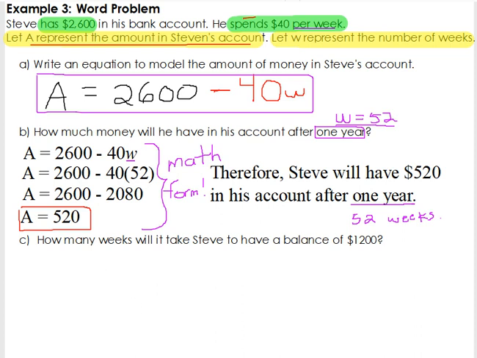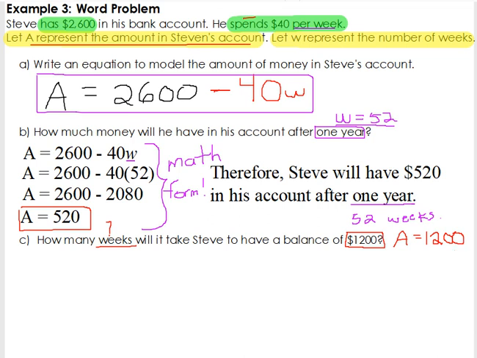Last one. We have, how many weeks will it take Steve to have a balance of $1,200? So the amount in his account, how many weeks is it going to be for the amount to be $1,200? That's what they're saying here. What is W when A is 1,200?